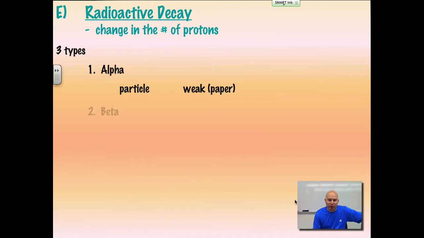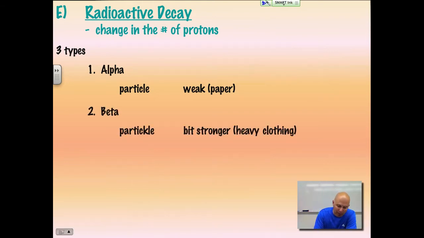Both of these are particles, okay? An alpha particle is very weak. We show the alpha particle with the lowercase alpha symbol, and beta with the lowercase beta symbol. Both of them are particles. Alpha is very weak, paper would stop it. Beta particles are a little bit stronger, heavy clothing would stop that type of radiation.